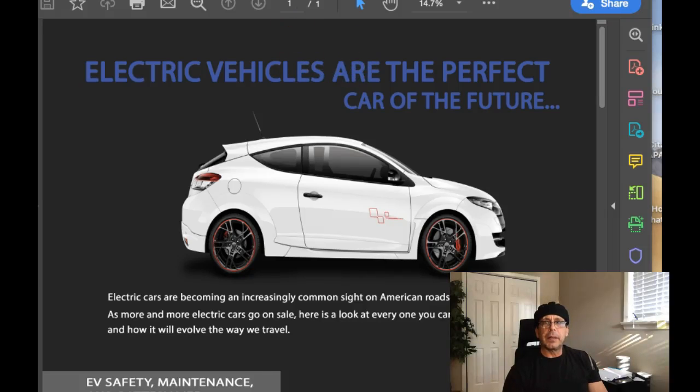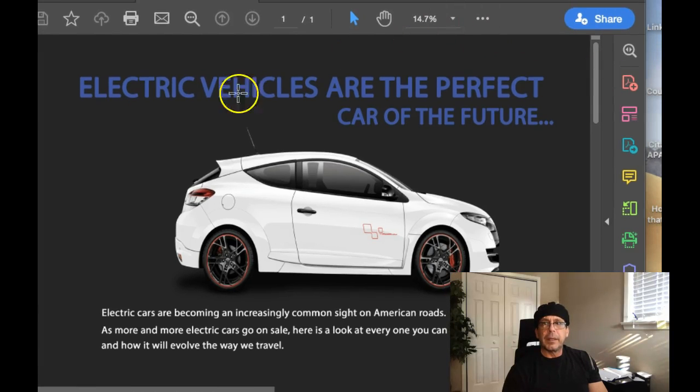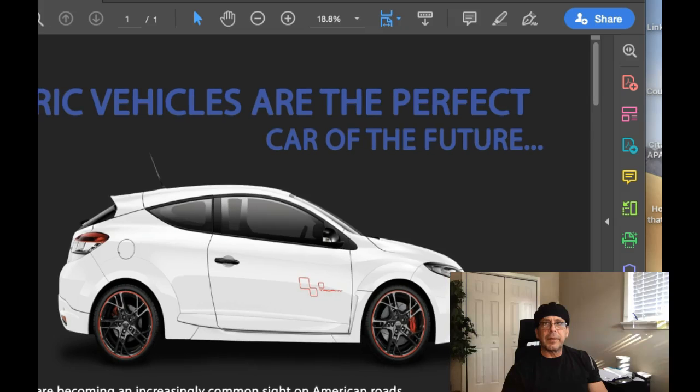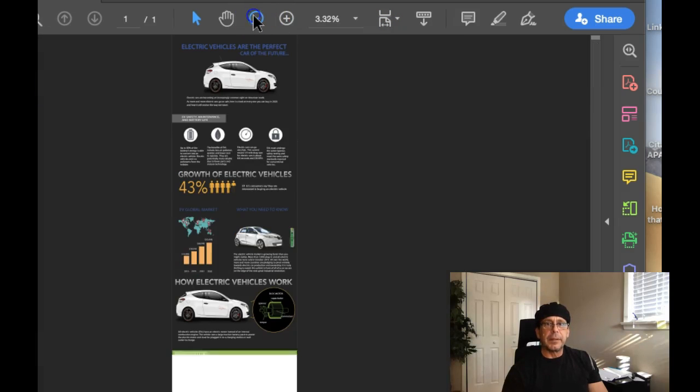Let's go ahead and take a look. Let's see what we have here. So I've got the PDF up. Let me just try something here. Here's what I'm after right here. Okay, nice looking. It's a nice little poster.